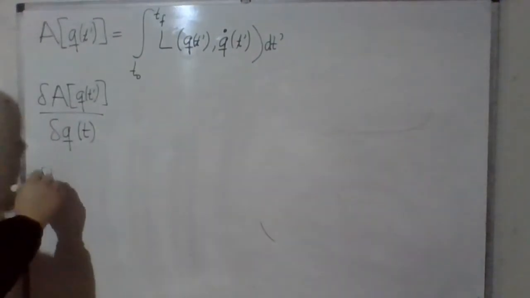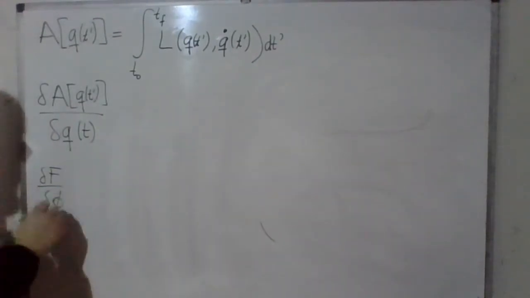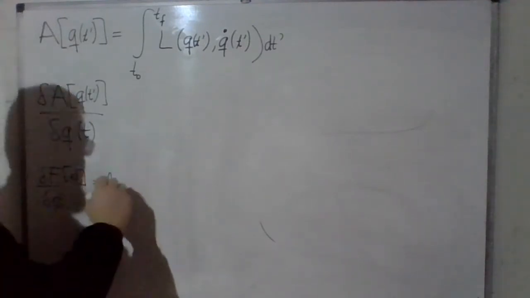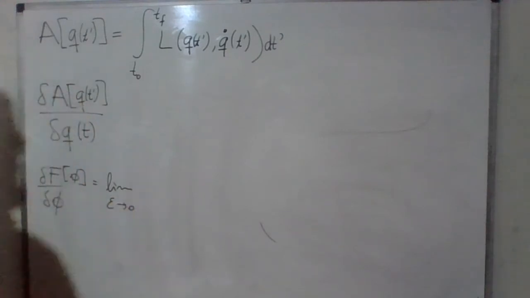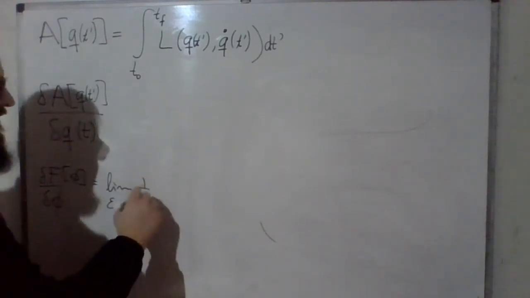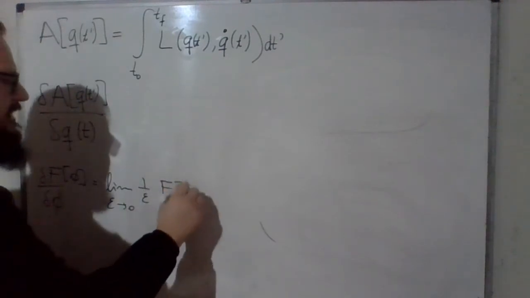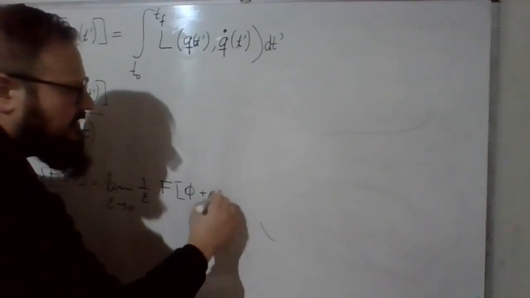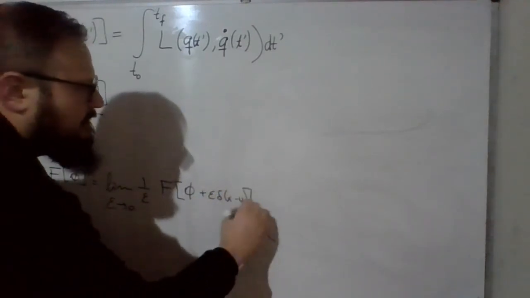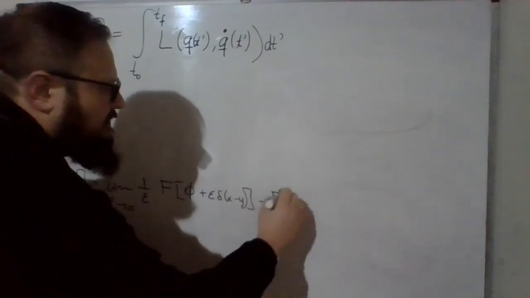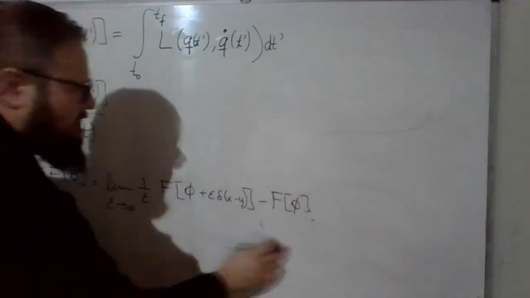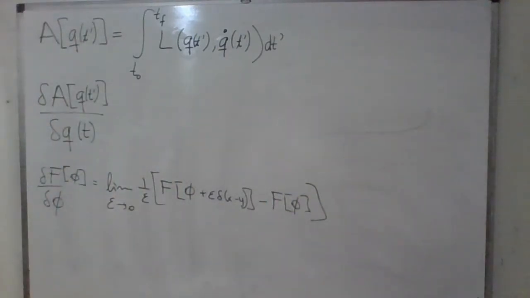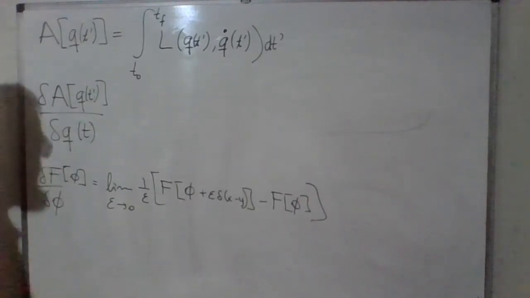Remember the definition of a functional derivative with respect to some phi. This depends on phi, and we need to take the limit where epsilon goes to 0, of 1 over epsilon, times the functional calculated at phi plus some delta phi, which we write as a Dirac delta function, minus the original functional, and this is divided by epsilon. In the end, we take the limit epsilon going to 0.